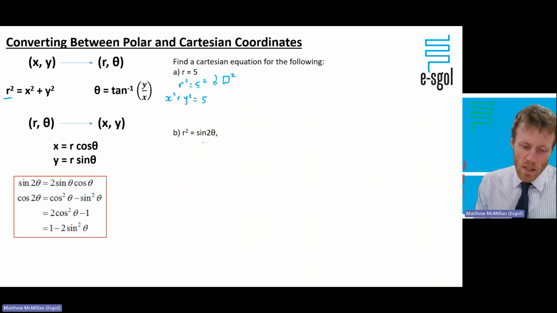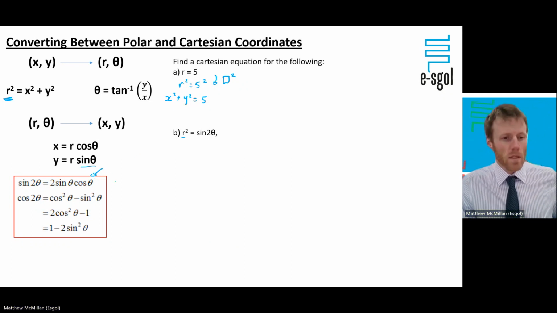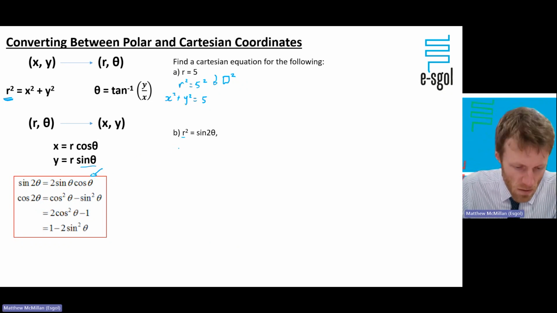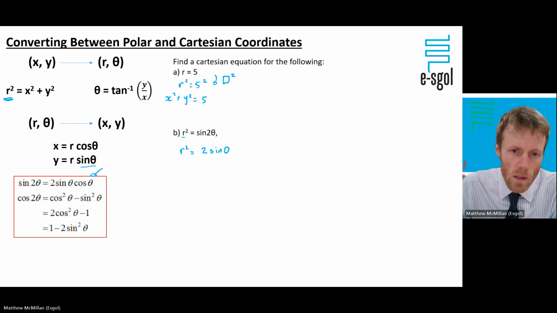The one underneath, I've got an r squared, so that's already looking good. So this is question B. On the right-hand side, I've got sine 2 theta, and when I look over here, that is not looking good. Firstly, I want sine theta, I do not want sine 2 theta. So you'll notice here, I've put some little hints. Let's maybe just keep the r squared to start with, and let's turn this sine 2 theta into 2 sine theta cos theta.